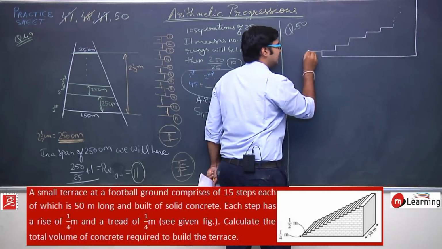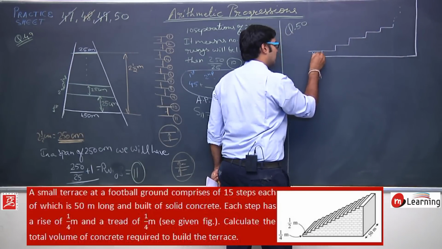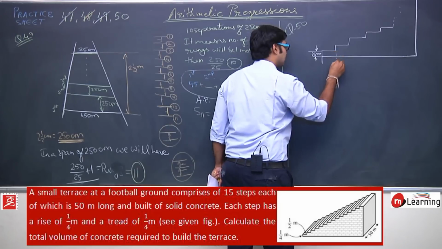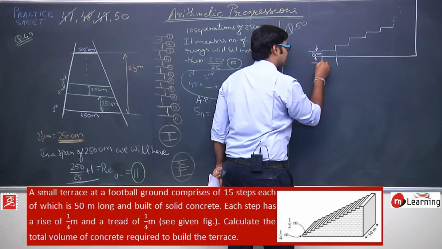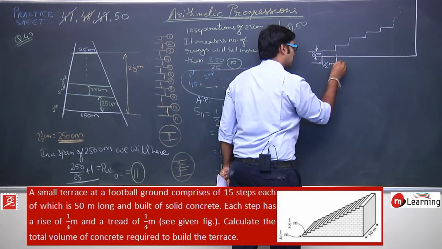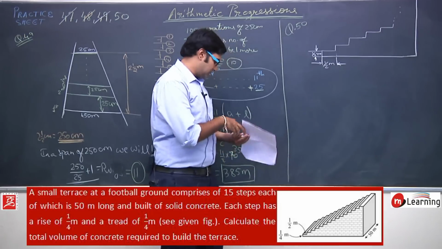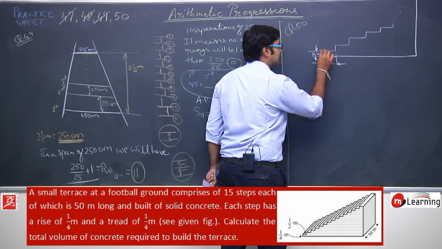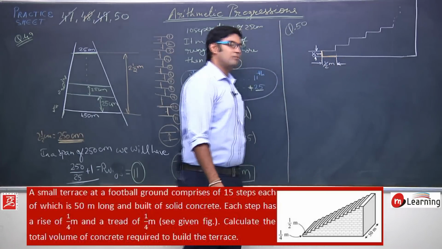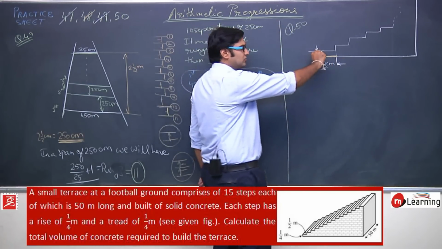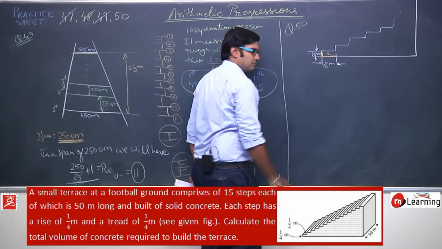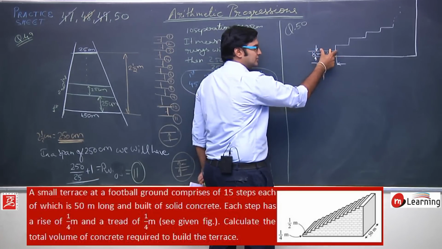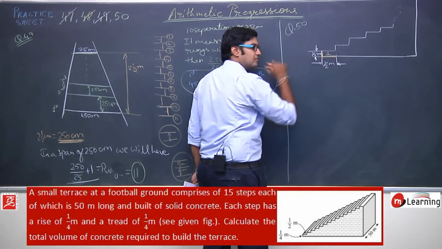Okay, so this length is given as 1/4 meters and this length is given as 1/2 meters. The tread is given as 1/2 meters, this is given as 1/4 meters. So the rise of the first step will be 1/4 and the tread of the first step will be 1/2.